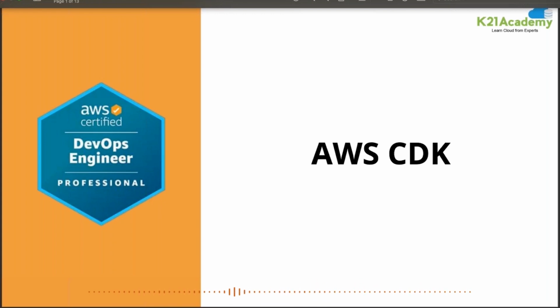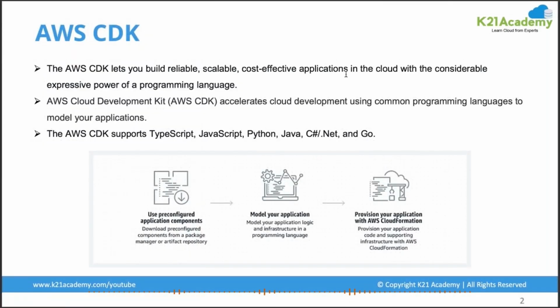Let's go ahead and see what features it has. As you can see, it lets you build reliable, scalable, cost-effective applications in the cloud with the considerable expressive power of a programming language. As I said, you can create the entire thing. You don't have to use one programming language for programming and a separate language for the infrastructure, right? So that is not needed. You will be able to use the same programming language, with its expressive power, to build a reliable, scalable, and cost-effective application in AWS, right?